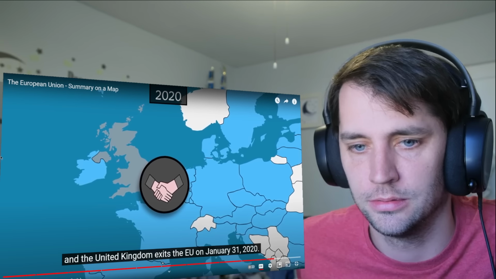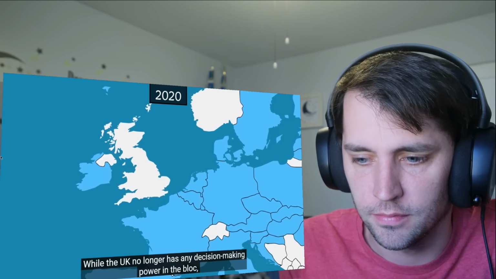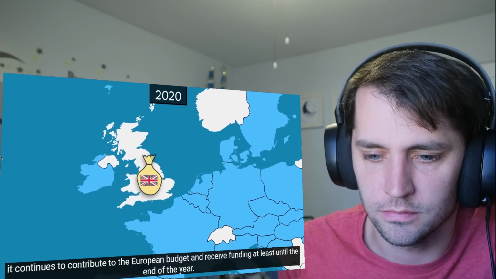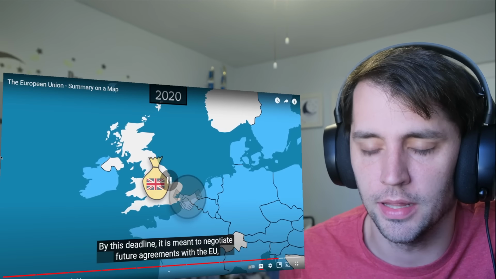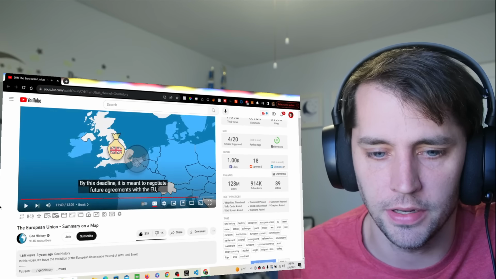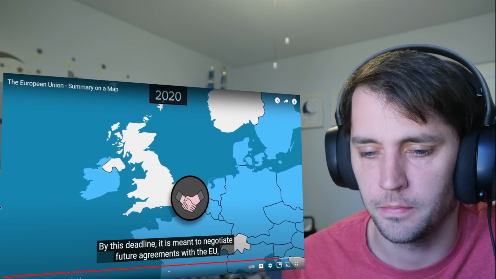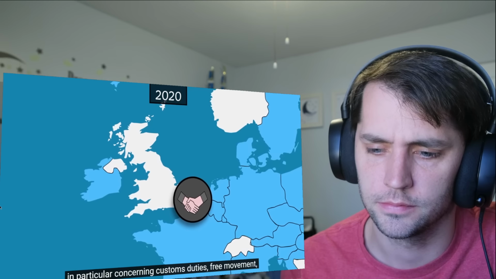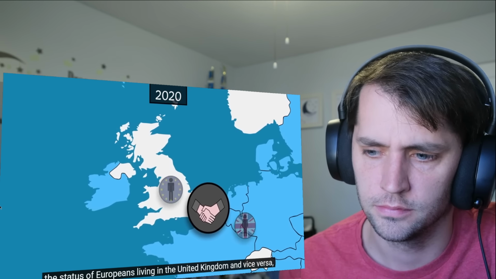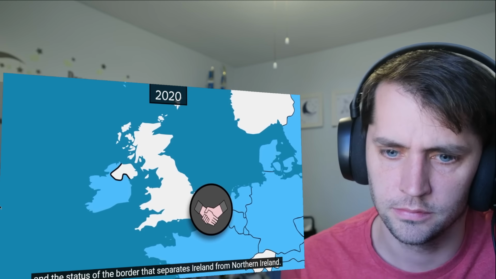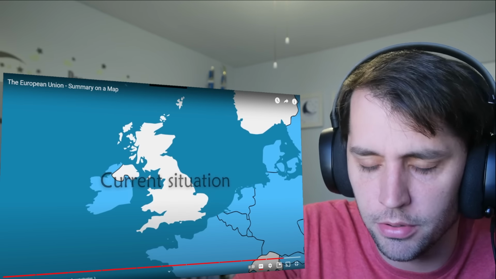And the United Kingdom exits the EU on January 31, 2020. While the UK no longer has any decision-making power in the bloc, it continues to contribute to the European budget and receive funding at least until the end of the year. Well, I mean, this is old news at this point. So funding has ended, and they don't contribute anymore. This deadline, right? It is meant to negotiate future agreements with the EU, in particular concerning customs duties, free movement, the status of Europeans living in the United Kingdom and vice versa, and the status of the border that separates Ireland from Northern Ireland. What I don't get is, does the UK still use the euro or what?